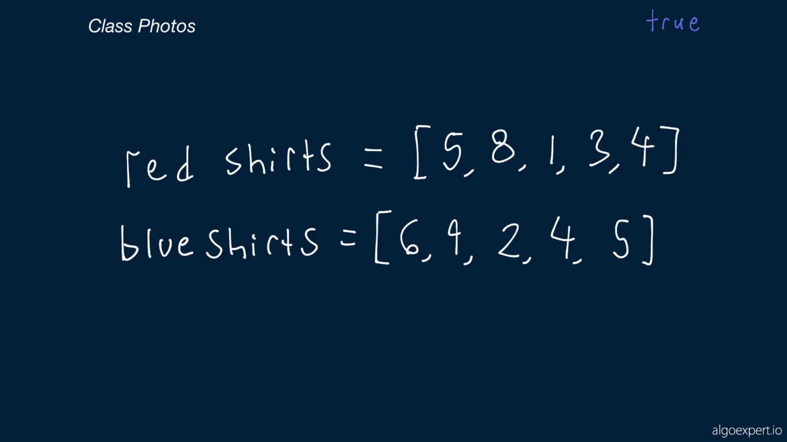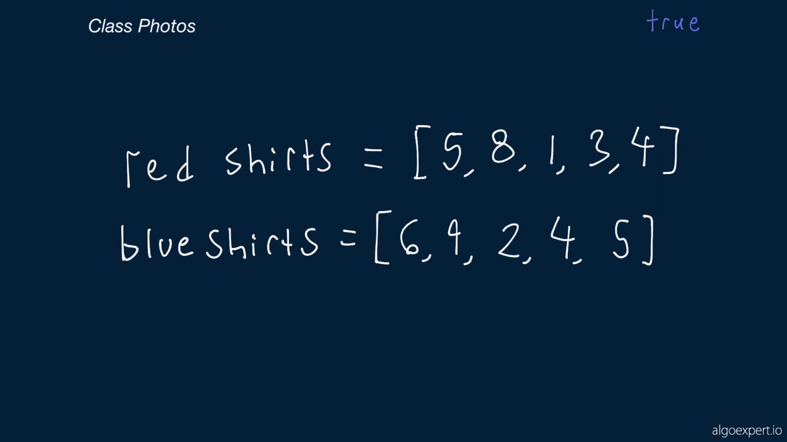Now what we're being asked to do is determine if we can take a photo of these students that adheres to the following constraints. Now those constraints are as follows. All of the students that are wearing red shirts must be in the same row. All of the students that are wearing blue shirts must be in the same row. Our photo must have exactly 2 rows, and these 2 rows must have the same number of students in them.